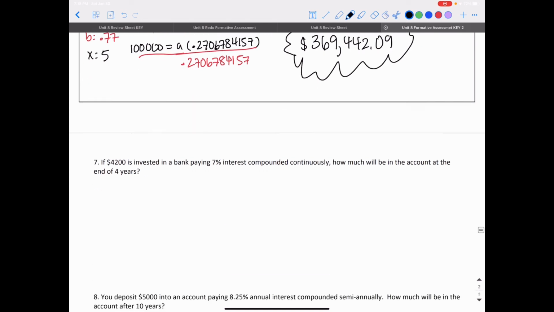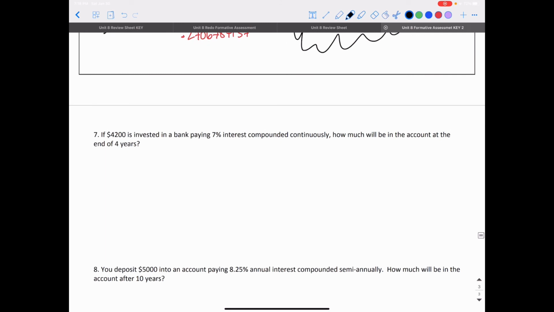All right, for number 7, if $4,200 is invested in a bank account paying 7% interest compounded continuously, how much will be in the account at the end of 4 years? First of all, this says compounded, so I know it's a compound interest formula that I'm going to use. It says compounded continuously, so I know I'm using A is equal to P times E to the RT power. That's the compound interest formula I'm going to use.